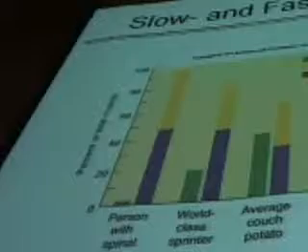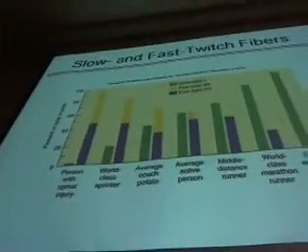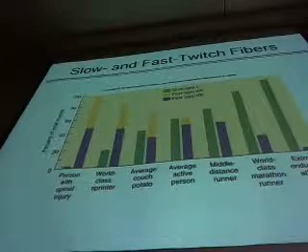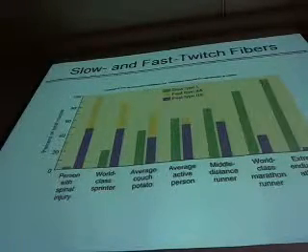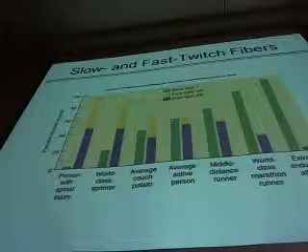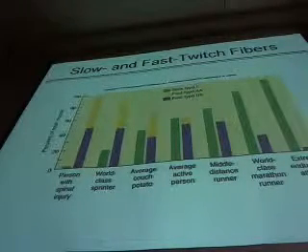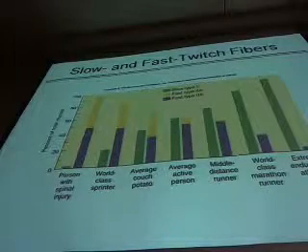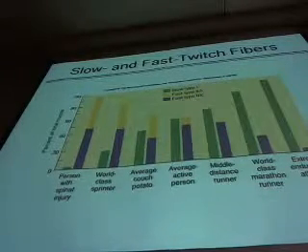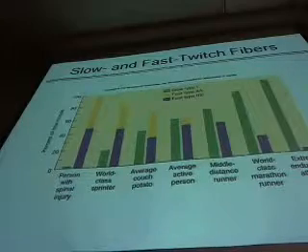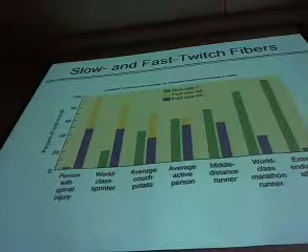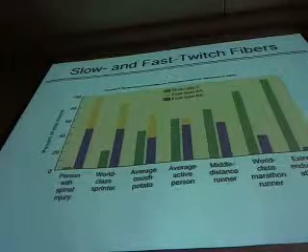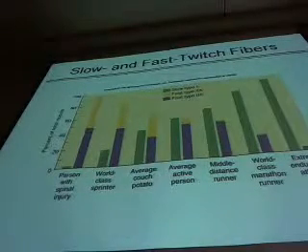So the slow and fast twitch fibers, you can see how they change with training and spinal injury. Your slow type, the ones that don't fatigue, are much higher in extreme endurance athletes, a world-class marathoner or middle distance runner, than in the average person. But then look at somebody with a spinal cord injury. They've lost most of that.